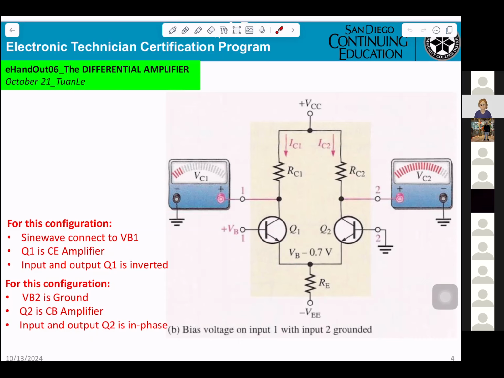You know, in a CE amplifier the input is applied to the base, output from the collector. So that's why Q1 is a CE amplifier. Input and output of Q1 will be inverted. So the input of Q1 and the output of Q1 will be opposite. Therefore, CE amplifier.